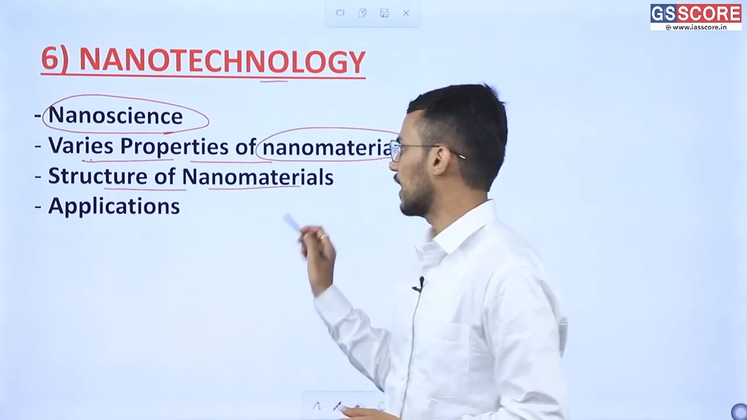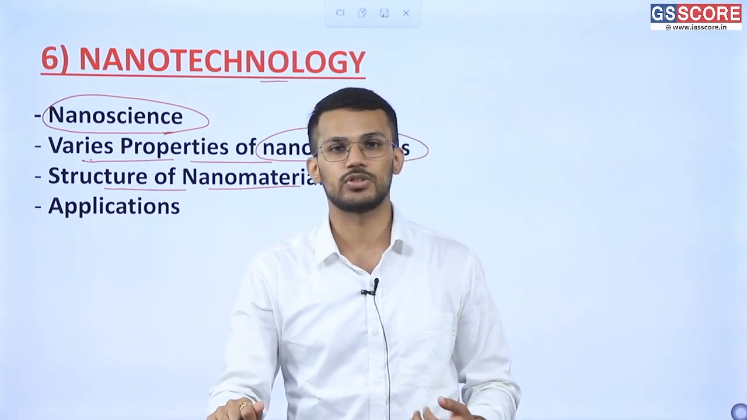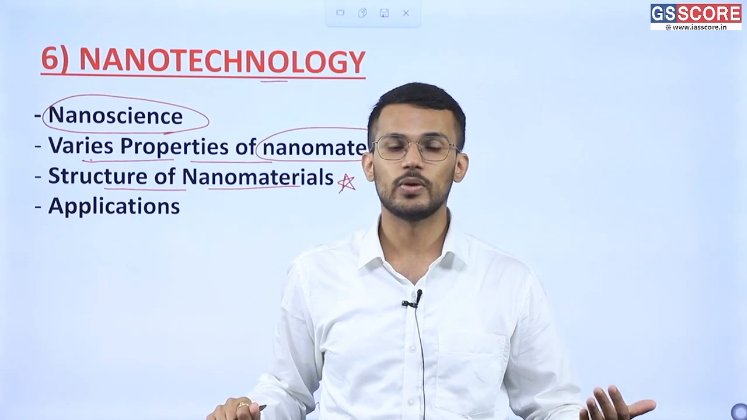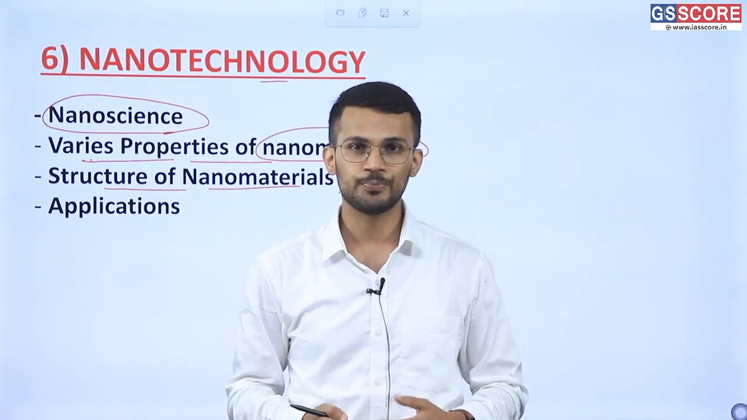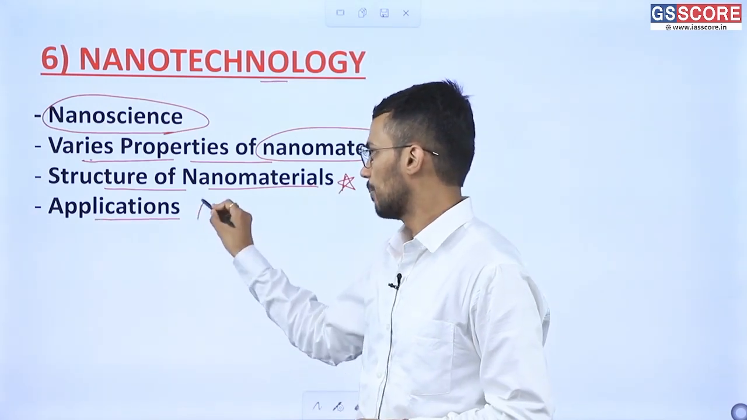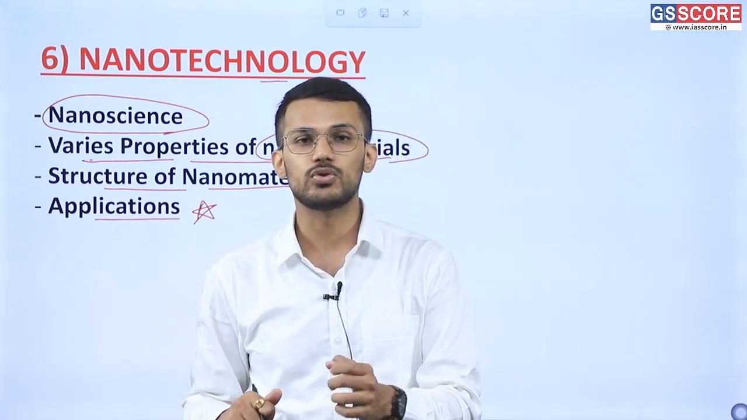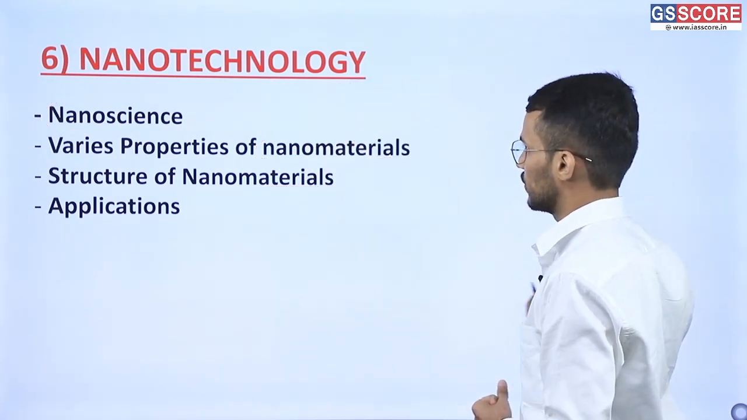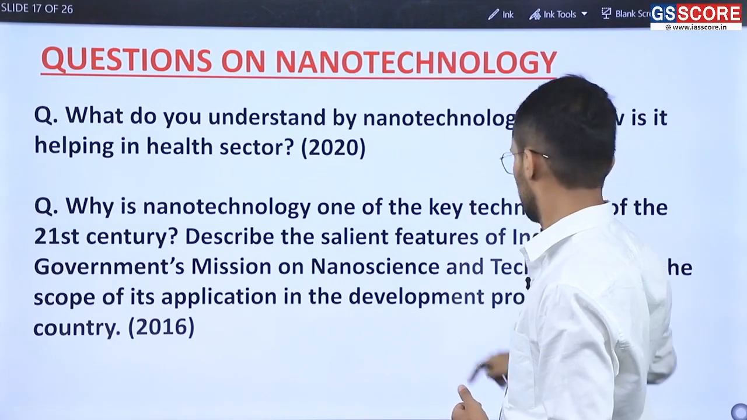Then structure of nanomaterials, because this has remained an important aspect on which UPSC has asked question. For example, carbon nanotubes, UPSC has asked question on carbon nanotubes in 2020's prelims examination. Then they have asked question on fullerenes as well, which is another structure of nanomaterials, right? And then applications. Applications primarily in the field of medicine and agriculture, because UPSC has focused on these two aspects related to the applications of nanotechnology. Now let us discuss questions as well asked by UPSC in mains on nanotechnology.